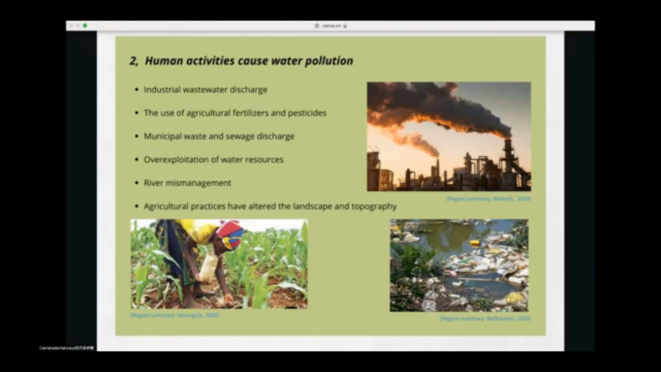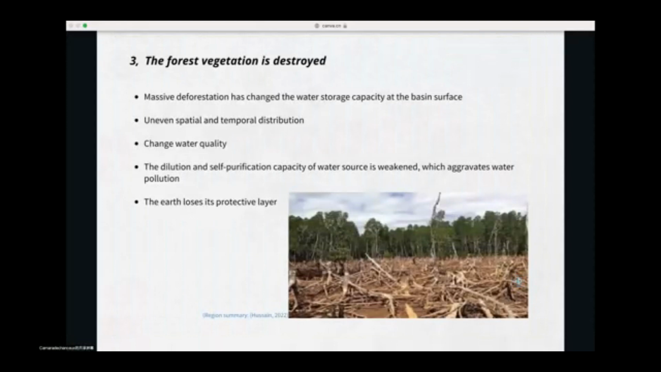Unreasonable agricultural water use and excessive exploitation will aggravate the waste of resources. Excessive deforestation causes serious damage to the ground, which also changes its ability to hold water, reducing water seepage. The organic content of the land will be reduced, and land desertification will be serious.